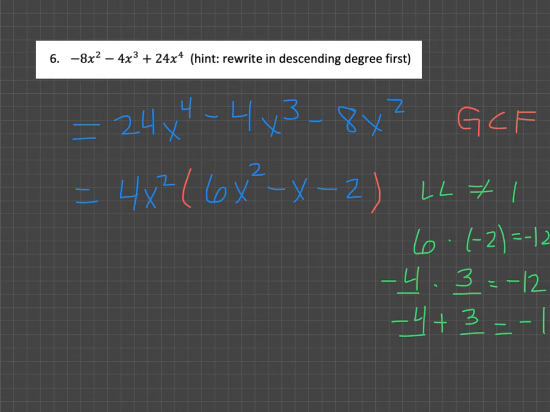All right, let's look at what we do with those now. We have the 4x squared is going to just kind of carry along here. We want to keep that out in front. And then we rewrite that middle term as -4x plus 3x. You can see if we combine those, we're going to get back to that -x. And then we have the -2. This is where we group. So we're going to group the first two terms, the last two terms, and now find the greatest common factor.